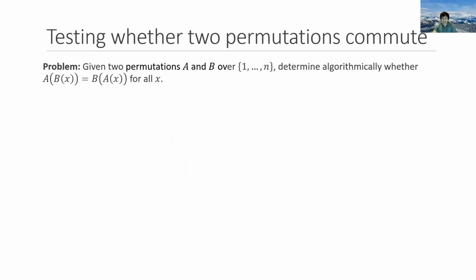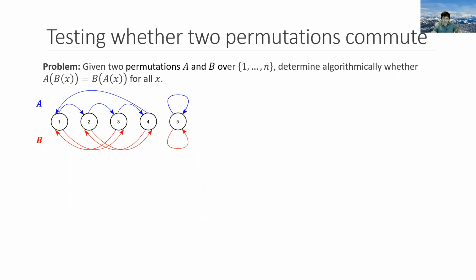We'll start with a basic instance of the sort of problem we're interested in. Suppose that we're given two permutations A and B, both over the integers 1 to n. We'd like to test whether these permutations commute. Namely, is it true that a of b of x equals b of a of x for all x? It's convenient to view the two permutations as a directed graph over the domain. So for example, for n equals 5, we have a graph with 5 vertices. The blue and red edges represent the actions of A and B respectively. So each vertex has one outgoing edge and one ingoing edge of each color.